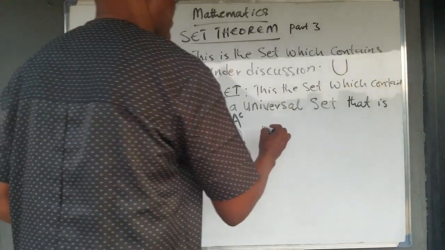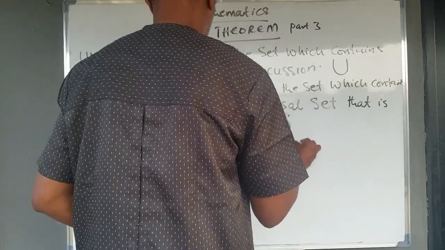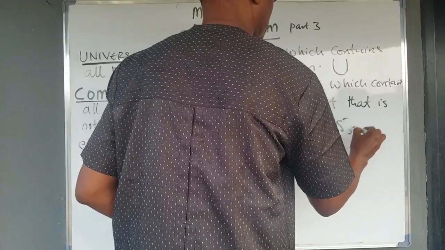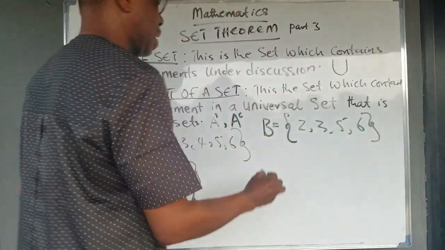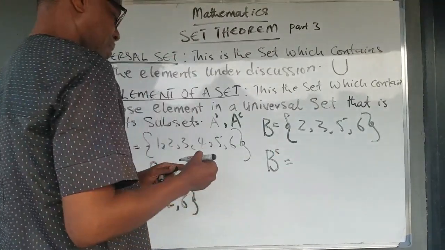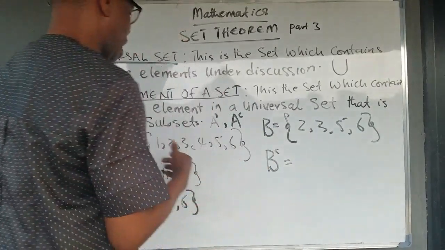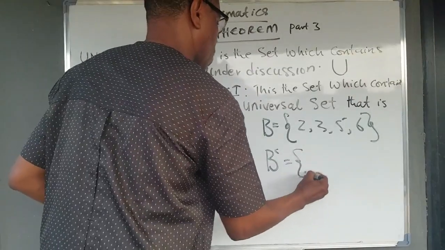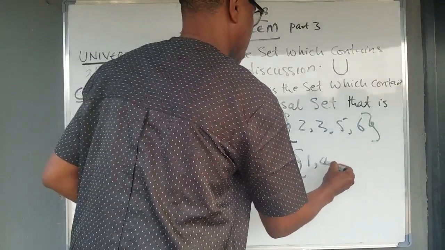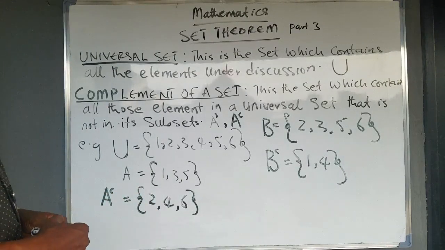Now let's say I still have another subset B, and that B happens to be a subset of the universal set, and it contains 2, 3, 5, 6. Now if you ask me to find B complement, I will look for those that are in the universal set that are not in the subset B. I have 1, and what else do I have? 4. So that means my B complement is 1 and 4.